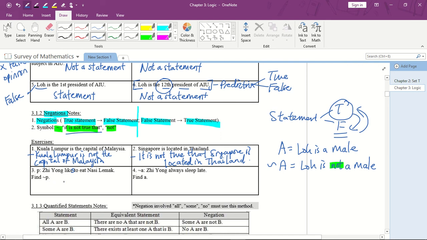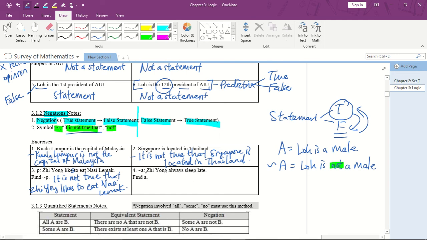So negation P is, it is not true that Zion likes to eat nasi lemak. I hope you get the concept. If you want to use not, in this case, you need to change it. Say Zion does not like to eat nasi lemak. This is a grammar thing, so you can try to figure it out. And the next one.